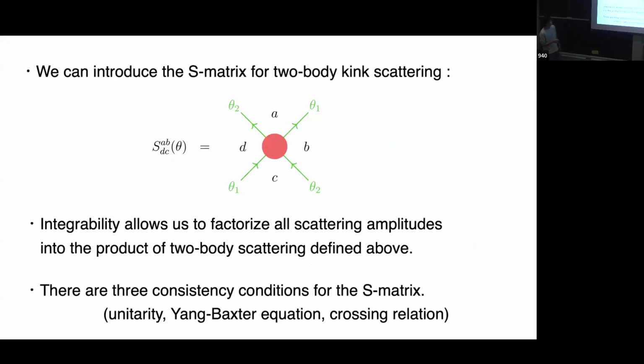Particularly, we can introduce this two-body scattering S matrix. The reason why we focus on two-body scattering is that, thanks to the integrability, we can always factorize all scattering amplitudes into products of these two-body scatterings. So in the context of integrable two-dimensional quantum field theories, deriving this S matrix is enough to understand the scattering amplitude.